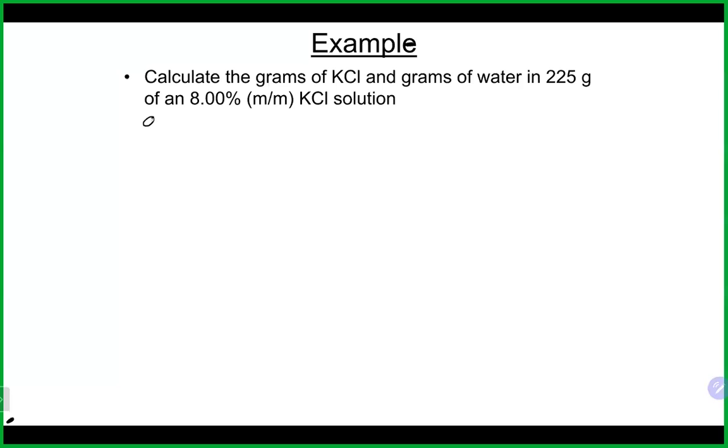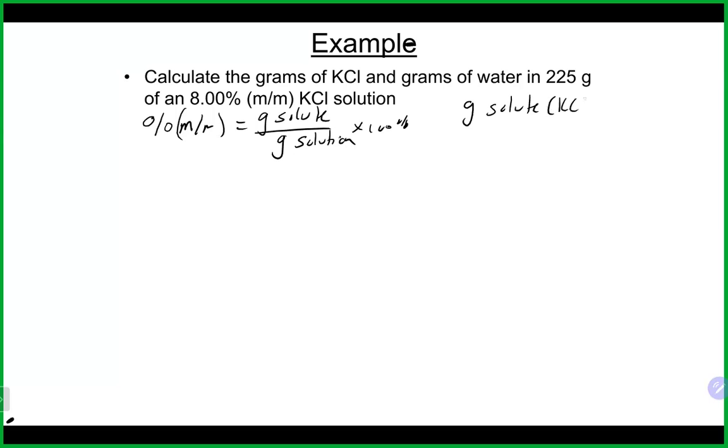Okay, so let's take a look. Once again, we're dealing with percent mass to mass in this case, which is our grams of solute divided by our grams of solution times 100%. In this particular case, we are looking for the grams of our solute, which is the KCl. By the way, it's a KCl solution, so I know KCl is the solute. And if I'm looking for the grams of it, then obviously I'm looking for the grams of the solute. The grams of the solution was given to us, which was 225 grams. And we have the percent by mass given to us, which is 8%.